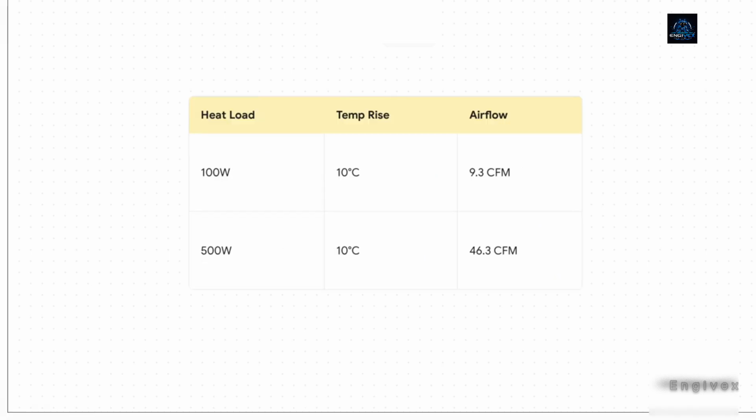Consider how the math scales up in practice. Bumping your heat load from 100 watts to 500 watts, while keeping that same 10-degree temperature rise, multiplies your required airflow drastically, pushing it from roughly 9 CFM all the way up to over 46 CFM. As a general rule of thumb, you can expect to need about 1 CFM per watt of heat dissipation for every 1 degree Celsius of temperature rise. And remember, trying to achieve a 0-degree temperature rise is practically impossible. It theoretically requires infinite airflow. Usually, targeting a delta T of about 10 to 15 degrees Celsius is the sweet spot for a cost-effective design.